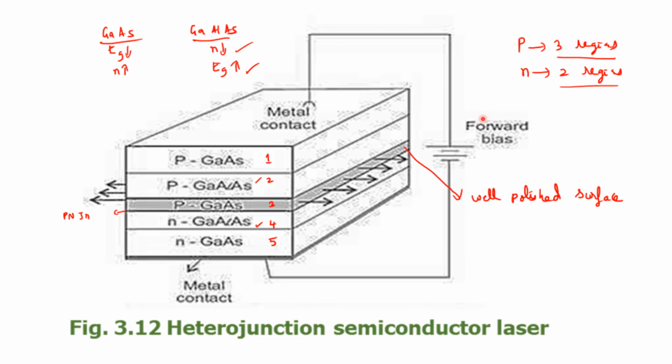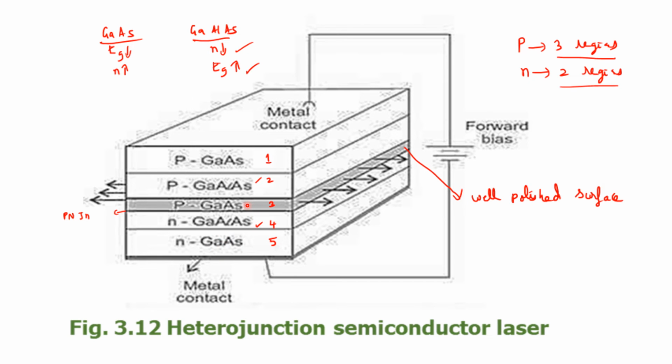It is forward biased. Now look at the materials used for fabrication of the P and N-type layers. The first layer is made of gallium arsenide. The second layer is made of gallium aluminum arsenide. The third layer, which is considered the active medium, consists of gallium arsenide. The fourth layer is made of gallium aluminum arsenide, and the fifth layer is made of gallium arsenide. It is usually a substrate.